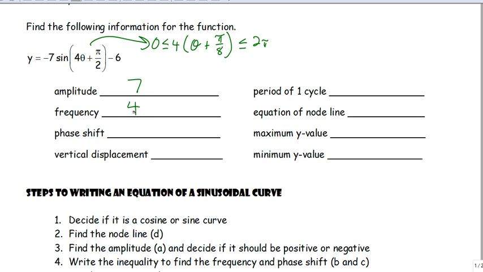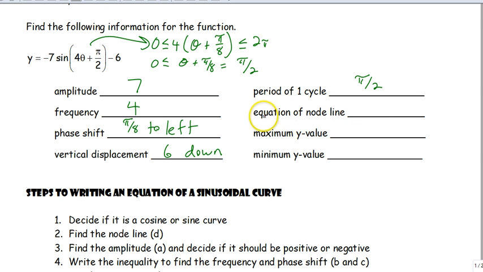However, the phase shift, do you see why you needed to factor that out? So now you can see clearly what the phase shift will be if we solve this. So it should be pi over 8 to the left. Now remember, please tell me which direction it goes on the quiz when you see a chart like this. Vertical displacement, 6 down. Period of 1 cycle. If I divide by the frequency, I get the period is equal to pi over 2. So it's pi over 2.